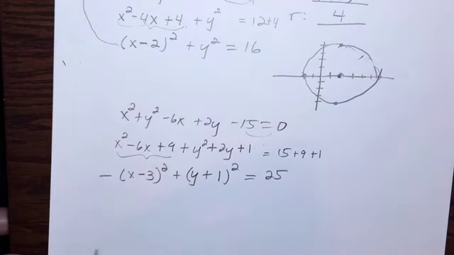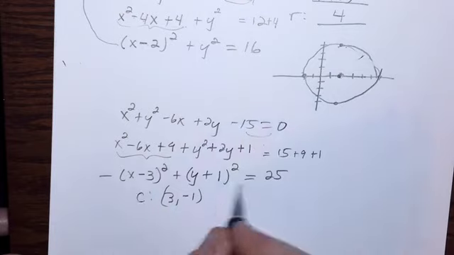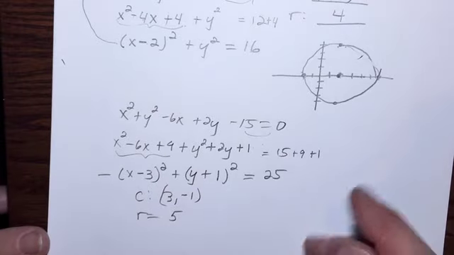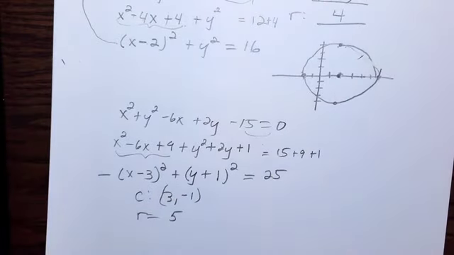Now we have it in the standard form. We know that the center is the point (3, −1), the opposite signs. The radius is the square root of this, which is 5. So graphing it would be relatively easy. Do it this way so that it looks a little better.